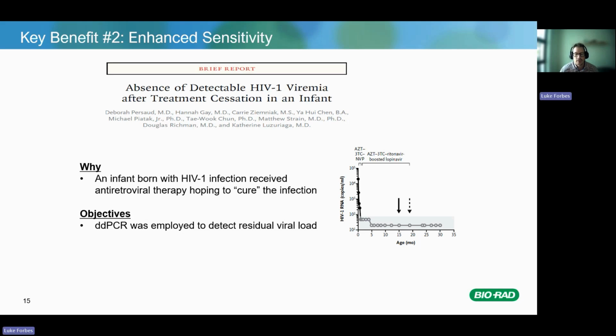So in this case study, an infant born to a woman with HIV type 1 began treatment on ART just 30 hours after birth, and the ART treatment was continued until the criteria were met. The therapy was then discontinued at around 18 months of age, and the level of proviral DNA in these PBMCs was assessed by clinical assays, including ddPCR, and they used these to detect these levels and compare them to qPCR assays as well.